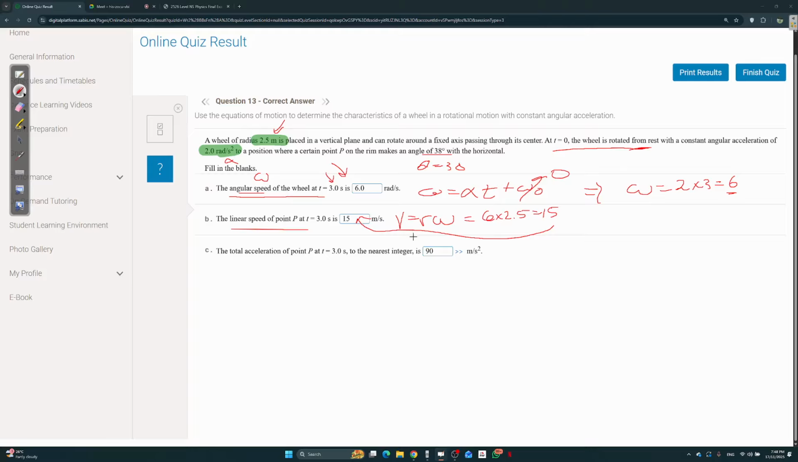Alright, the total acceleration of point P is how much? To find the total acceleration, A net is equal to radical A centripetal squared plus A tangential squared. So, A centripetal is V squared over R. So radical V squared over R, and don't forget it's A centripetal squared, so squared, plus A tangential squared, which is R alpha squared.